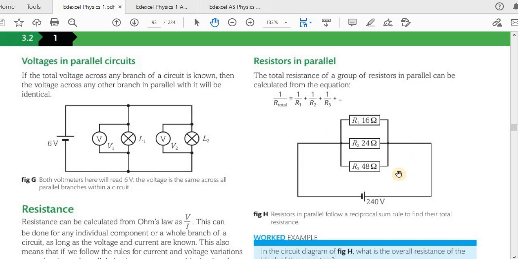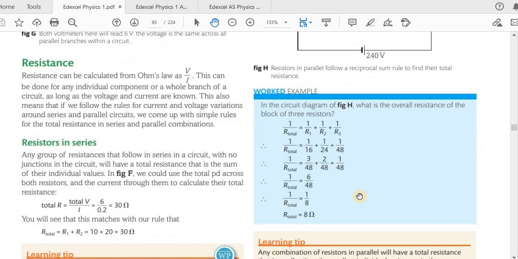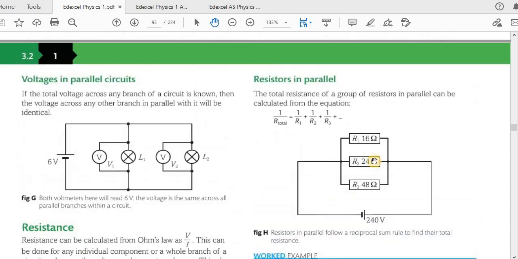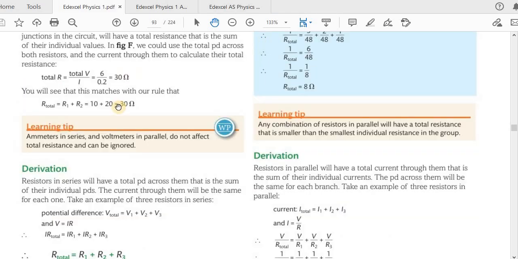Now remember, when resistors are connected in parallel, their total resistance is less than the resistance of the resistor with the least resistance in that parallel connection. So what that means is, if you look at the resistances here, it's 16, 24 and 8. Now the total resistance of this parallel connection here should be less than 16. And you can see that it is 8. Because 16 is the least value, the total resistance should be less than the least value in this parallel connection.